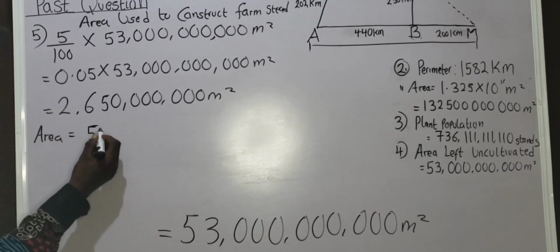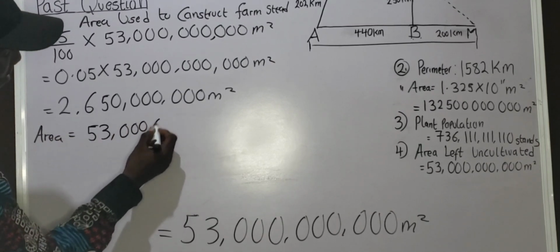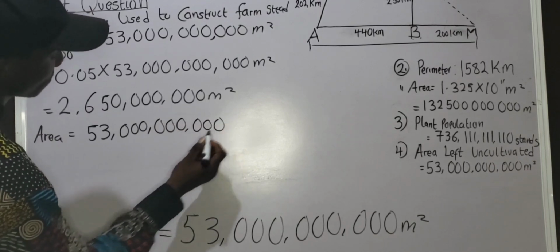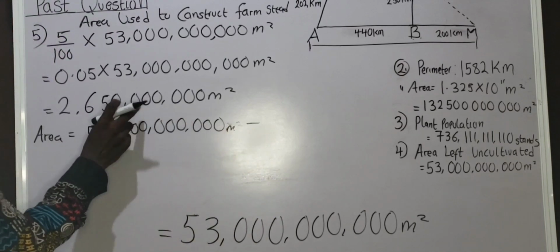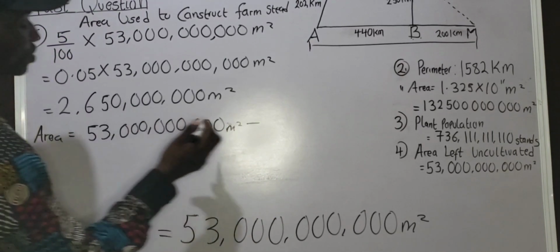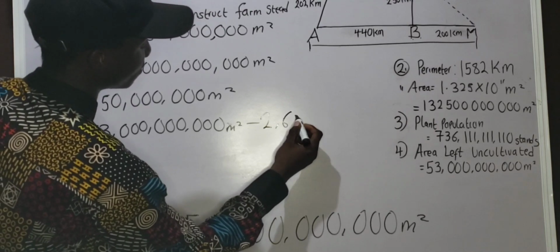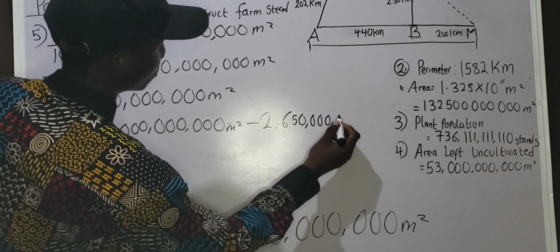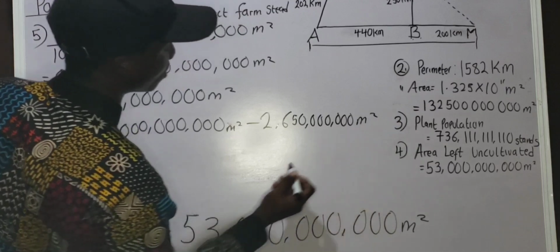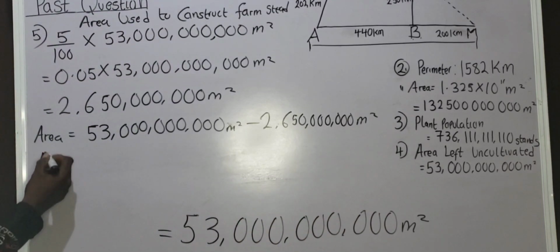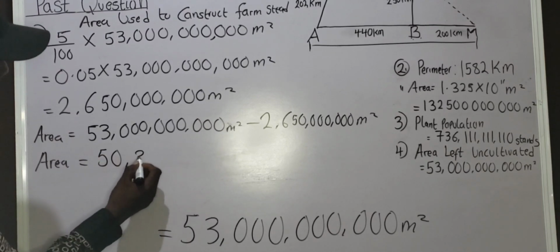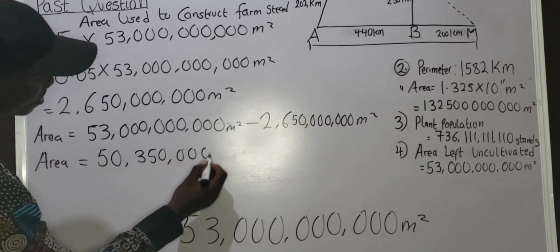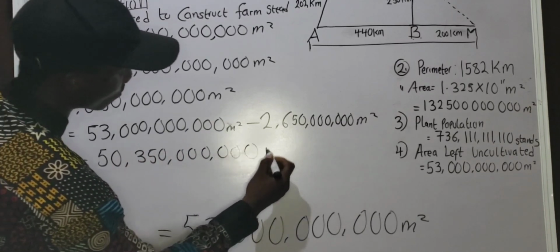Then I'm going to have 53 billion meters squared. Don't forget the unit, meters squared, minus the area that we use to build farmstead. So that will be 2,650 meters squared. Do you understand? So if you punch your calculator, the area that is left for us to cultivate is 50 billion 350 million meters squared. Don't forget the unit.